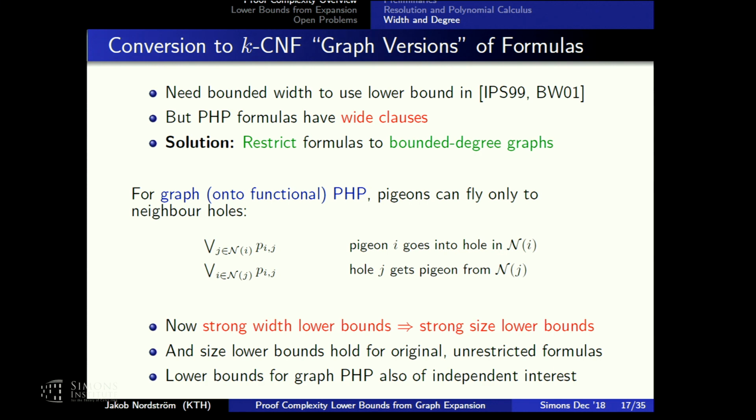Yes? So you said that you already have an exponential lower bound for the pigeonhole principle. So you are trying to give a different proof, or what's the point?